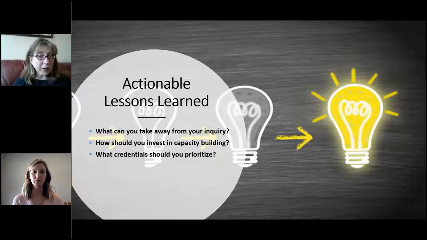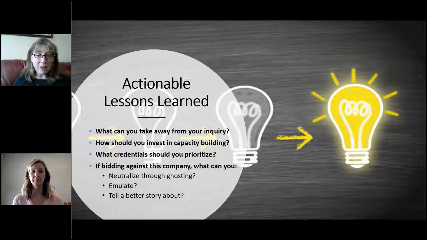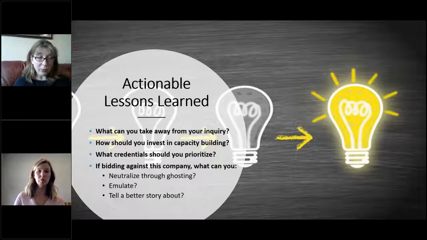What credentials should you prioritize? Should you get ISO first, then CMMI, or the other way around? Should you perhaps focus on something else, like getting a SCIF or not? If bidding against a company that you've studied, what can you go ahead and neutralize through ghosting? Like you found out that they sold off a division and now they cannot get their act together, for example. Could you use that in ghosting?